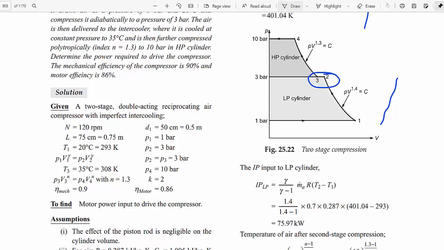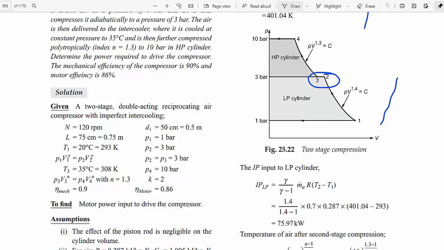This is the intercooling area. From 2 to 3, during that process, pressure remains constant because 2 and 3 lie on the same line. This is the PV diagram for the respective problem. Here 1 to 2 is in the LP cylinder and 3 to 4 is in the HP cylinder, but 2 to 3 is the intercooling process. During the intercooling process, pressure remains constant and only temperature changes, and it is a perfect intercooling. Remember the condition for minimum work done: for perfect intercooling, P2 equal to square root of P1 times P3.